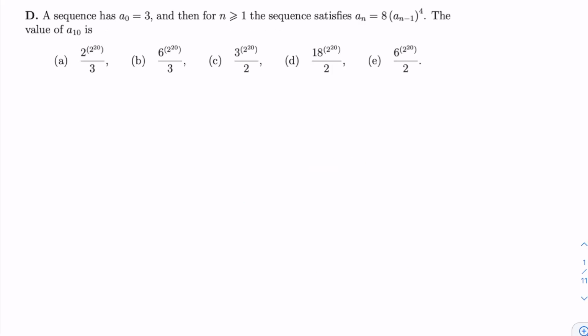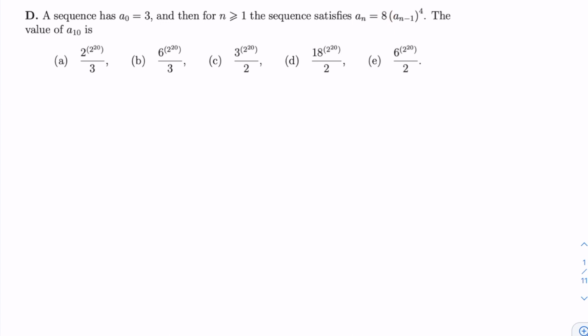Let's look at problem D. Here we have a sequence with a recurrence relation, and we try to find a10, the 10th element, where you can argue with this recurrence with the power and the coefficient. And I prefer to first take some transformation of this into a logarithm, to make it easier. Okay, the base doesn't really matter, but here, since this is 8, maybe I use base 2 logarithm.